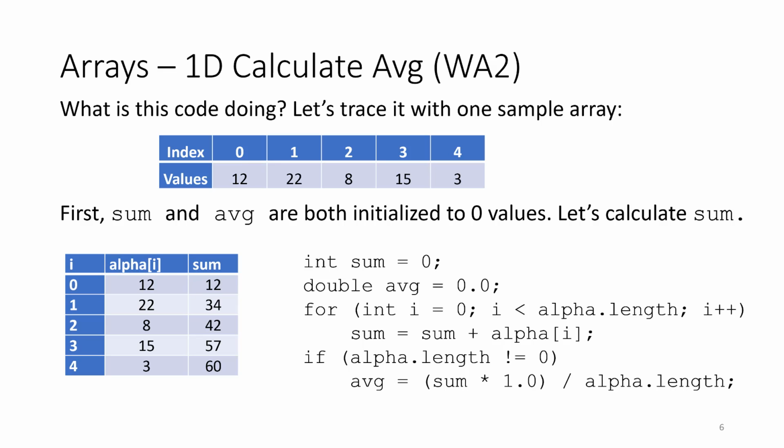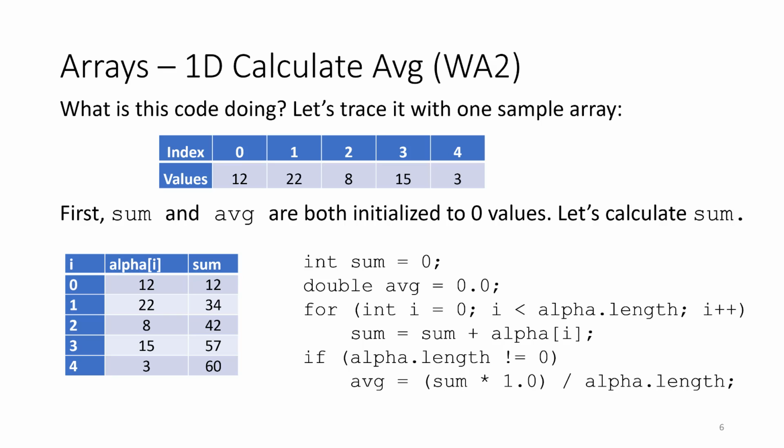We will go through the loop where i takes on every index value from 0 to 4, which is the alpha.length -1. We are adding the value at alpha sub i to the sum. So when i is 0, alpha sub i, or alpha at position 0, is 12, so we add 12 to sum.